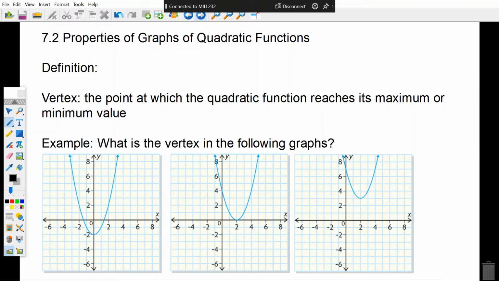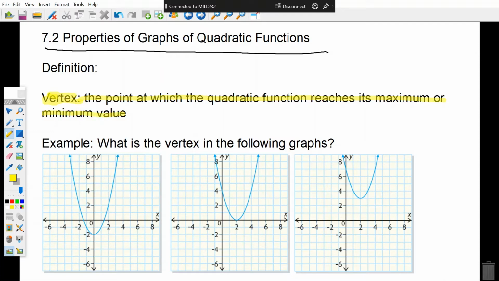So in 7.2, you get into the properties of graphs of quadratic functions. And there's a definition to understand here. That was just 7.1? Yeah. 7.1 is just sort of introducing you to the formula. There's really no assignment. This is why we're doing 7.2 as well. The definition you need to understand for 7.2 is the vertex. The vertex is the point at which the quadratic function reaches its maximum or minimum value.